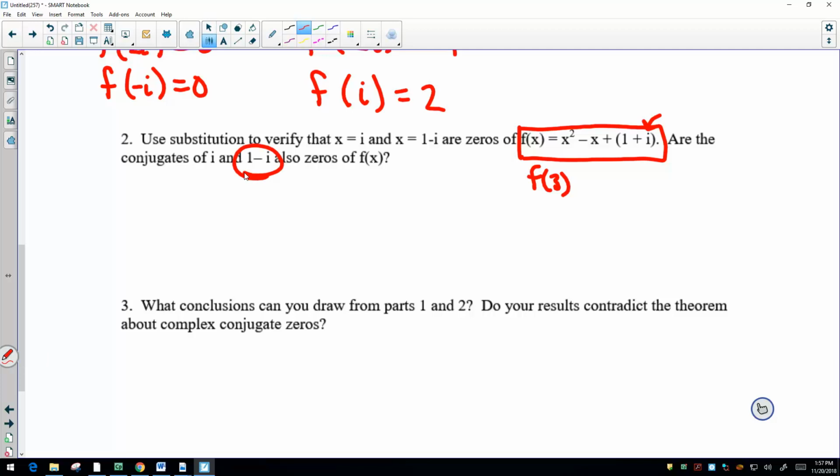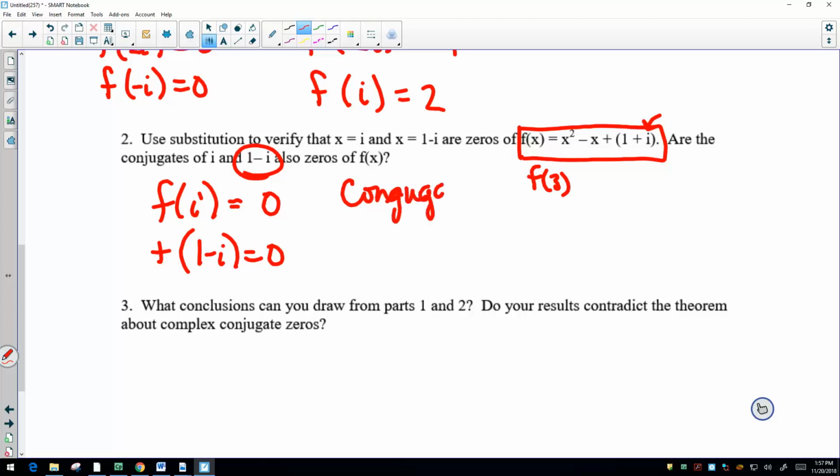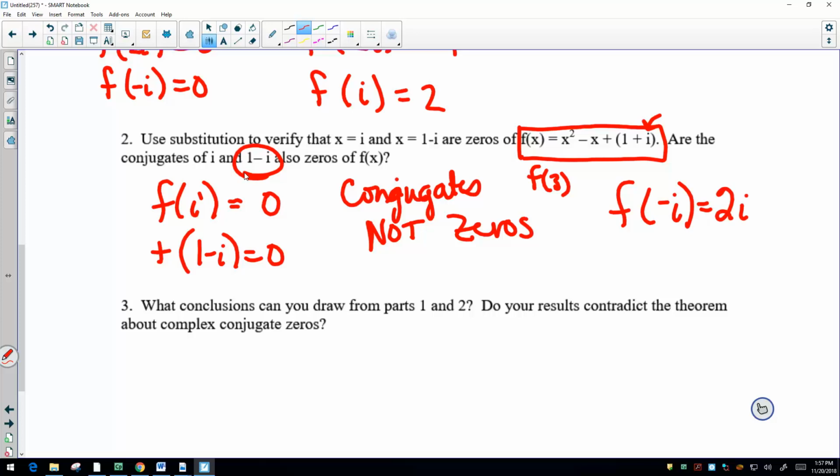Okay, so f of i, that's a 0. We saw f of 1 minus i, that's a 0. The conjugates are not zeros. When we evaluated the conjugate, f of negative i, that became 2i. And when we evaluated f of 1 plus i, that also became 2i.